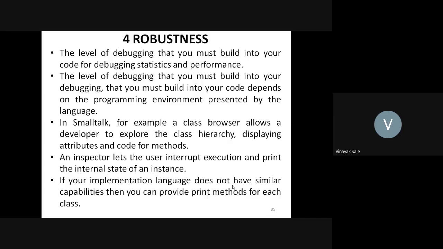In Smalltalk, for example, a class browser allows a developer to explore the class hierarchy, displaying attributes and code for methods. An inspector lets the user interrupt execution and print the internal state of an instance. If your implementation language does not have similar capabilities, then you can provide print methods for each class.